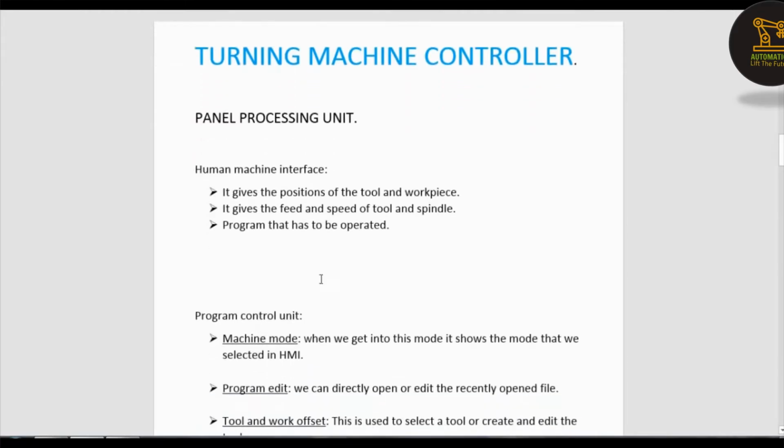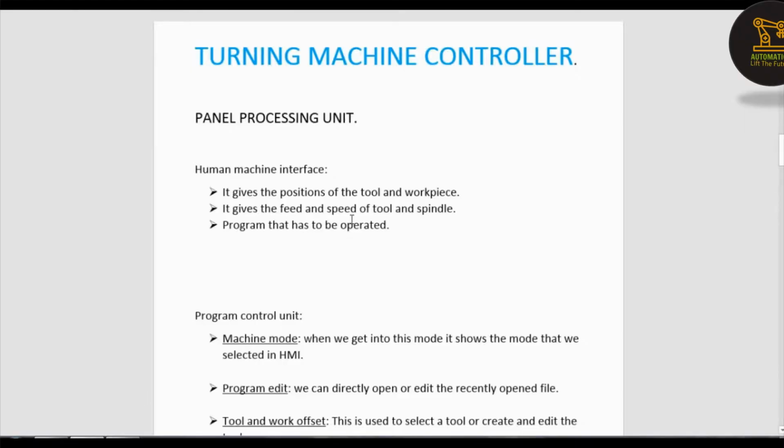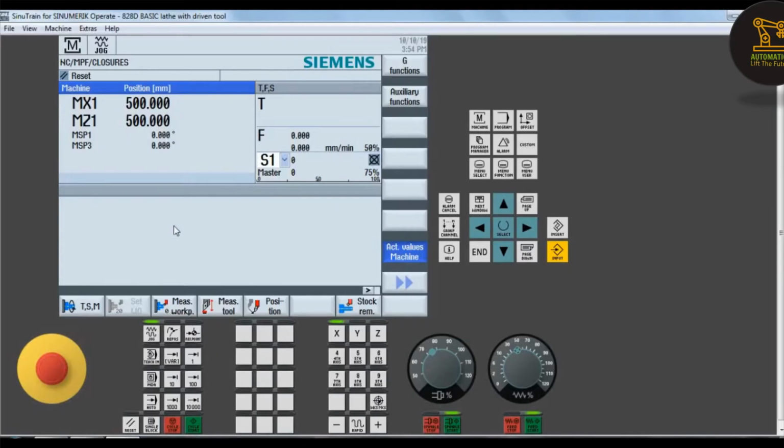Now let us discuss about human machine interface. It gives the positions of the tool and workpiece. Here are the positions in Z and X axis of the workpiece. And here we can see the spindle speeds and feeds of tool. If we increase the speed and feed of the tool, it will be mentioned in the human machine interface. The program that has to be operated will be displayed in the bottom of the human machine interface.